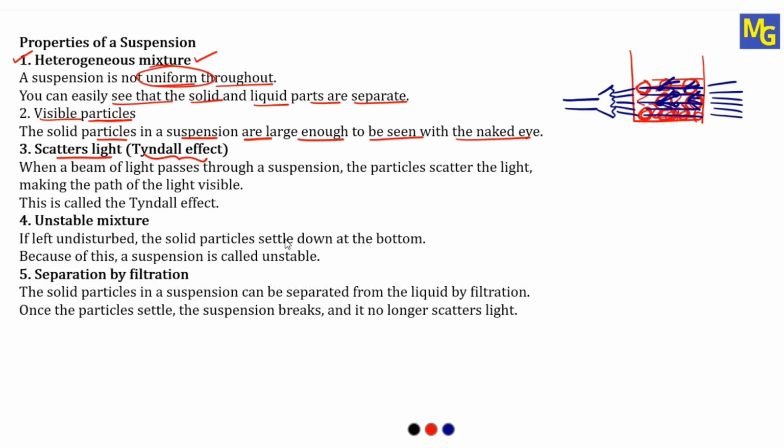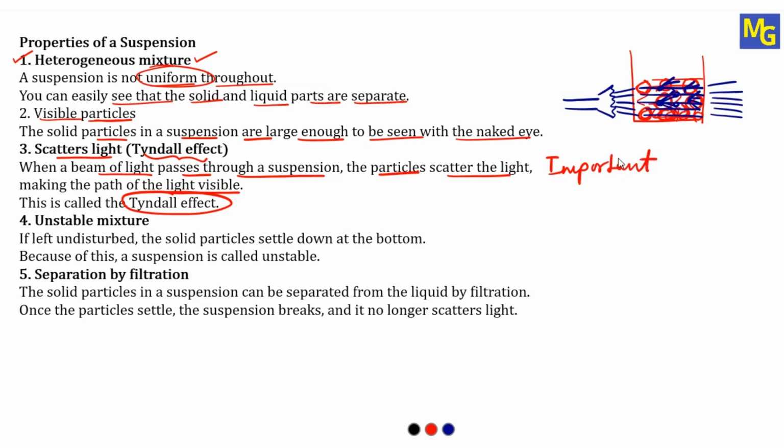Then the next property is, or let me explain what is Tyndall effect. So when a beam of light passes through a suspension, the particles scatter the light, making the path of light visible. This is called Tyndall effect. Sometimes a one mark question can come. That is, what is Tyndall effect? So Tyndall effect is nothing but what?